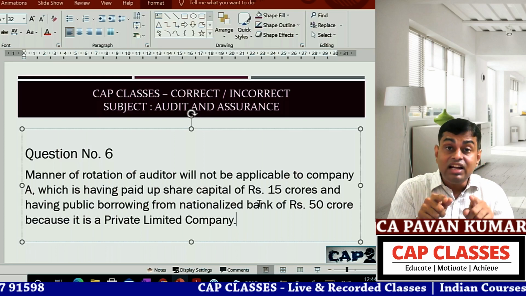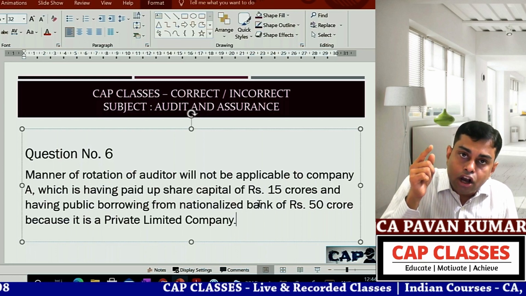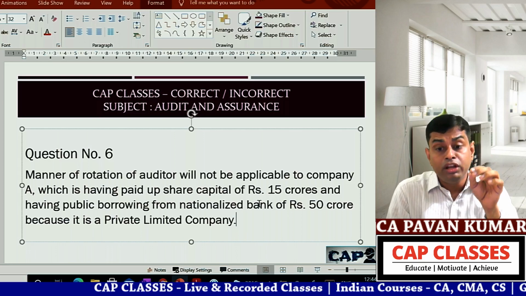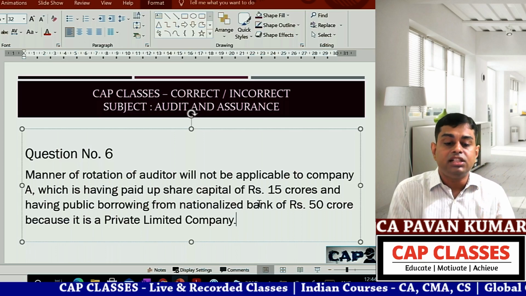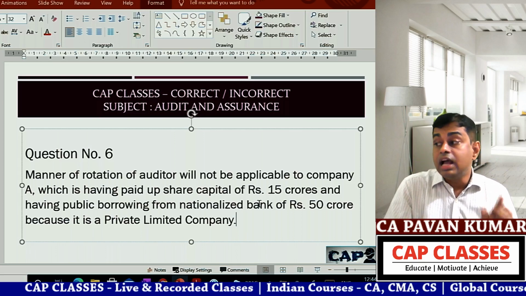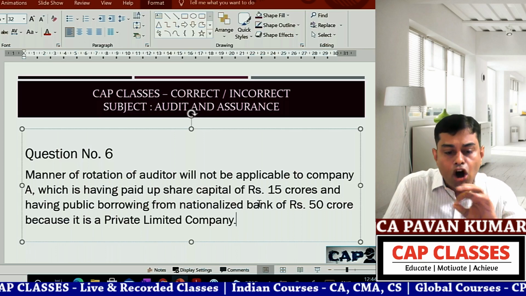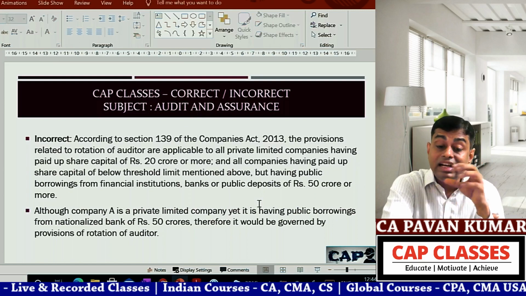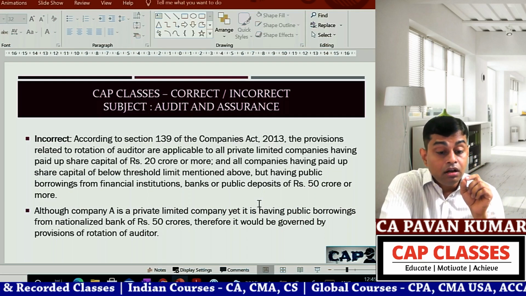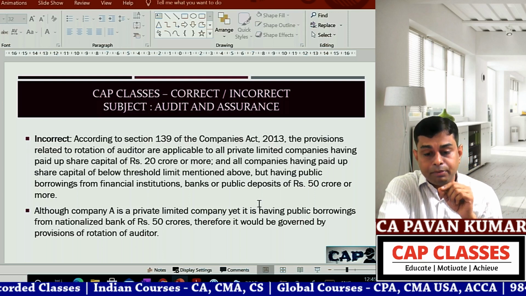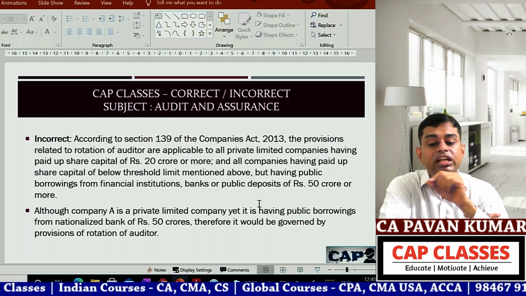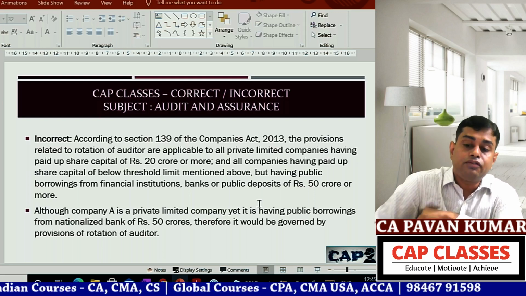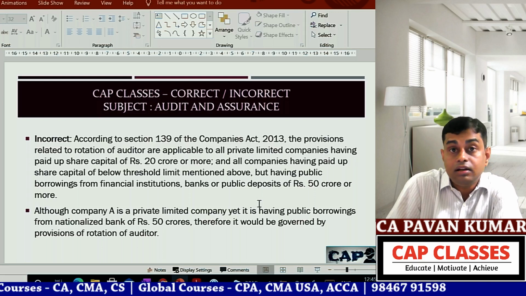But for section 139, for private company also, if you have share capital of 20 crores or if you have borrowings of 50 crores or above from banks and financial institutions, rotation of auditor is applicable to you. That is all. So read this. The given statement is incorrect. Read the second part. First part is provision of law 139. Although company A is private limited company, yet it is having public borrowings of 50 crores. Therefore, it would be governed by the provisions of rotation of the auditor section 139.